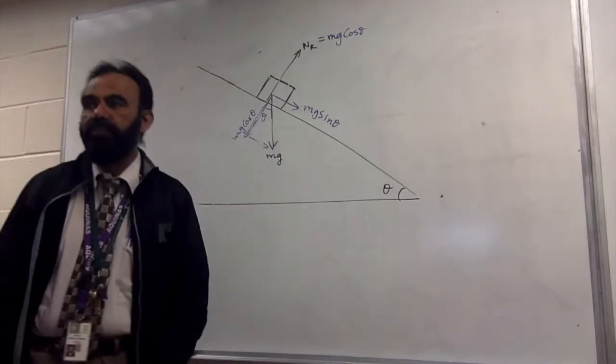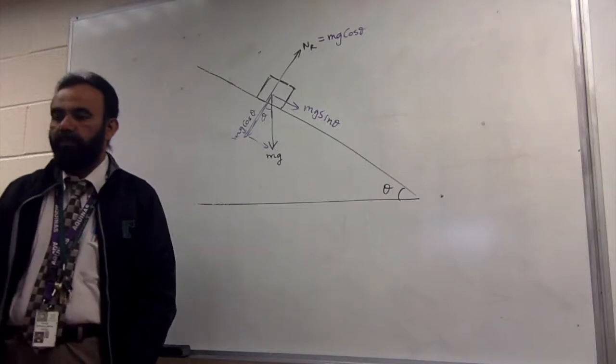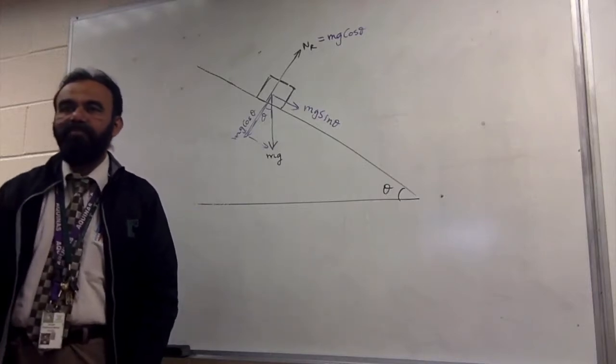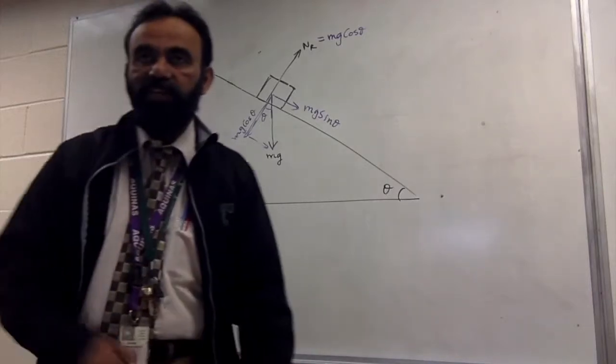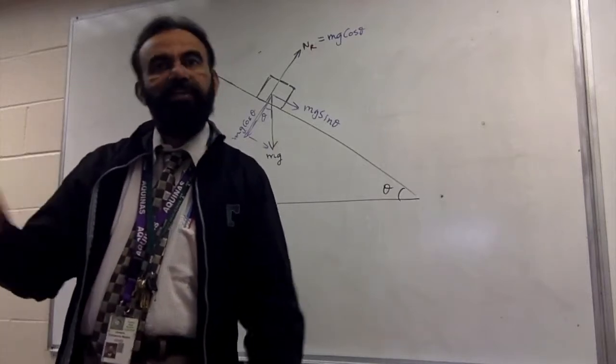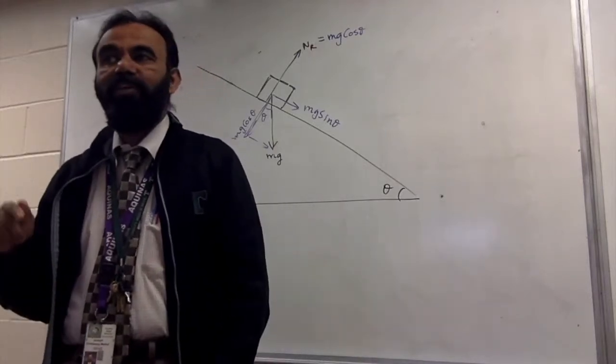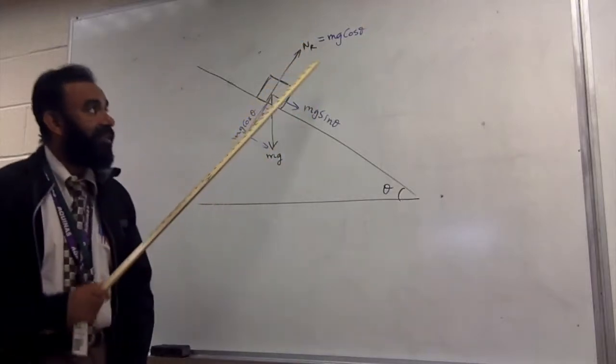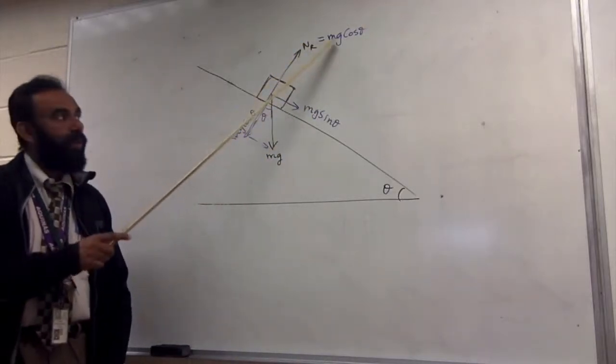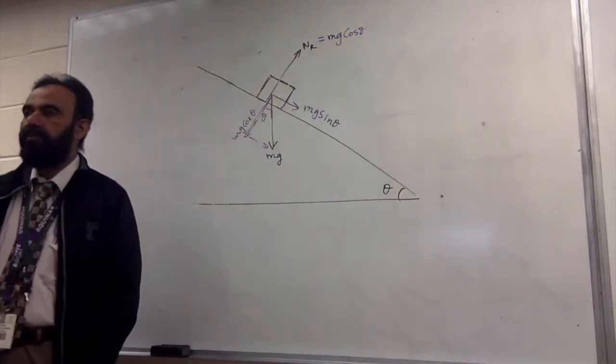It is not always mg. In the previous problems, we just straight away took it as mg. The weight acting on this book is 98, therefore the normal reaction is 98. Yeah, that's right. But when it comes to inclined planes, you don't jump to that conclusion. The normal reaction is the weight's cosine component.